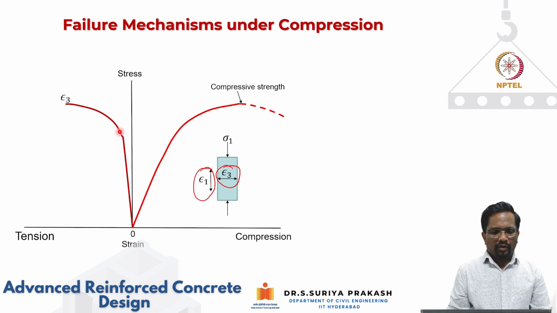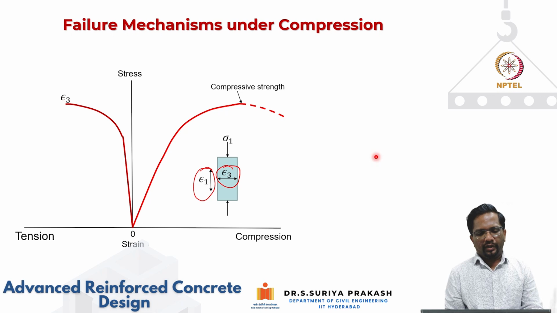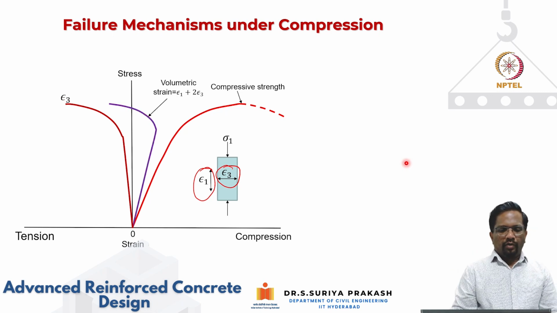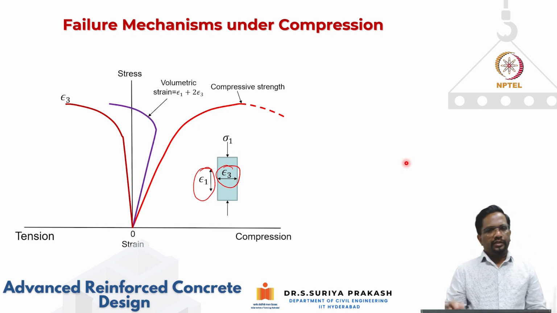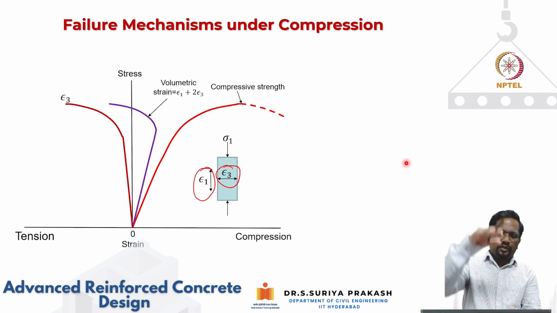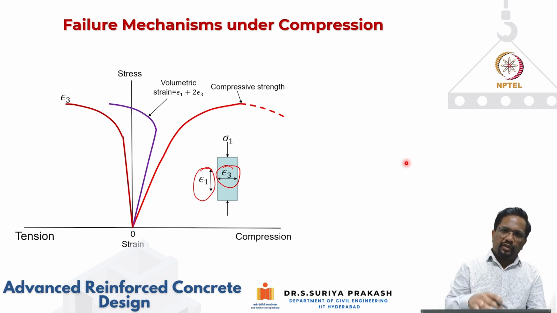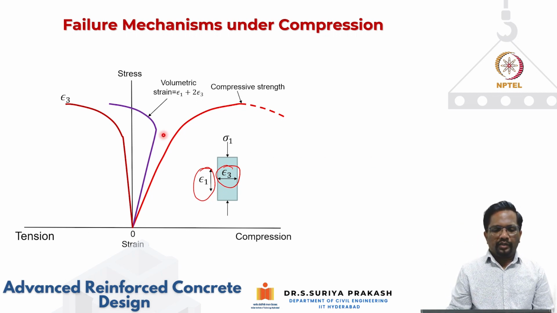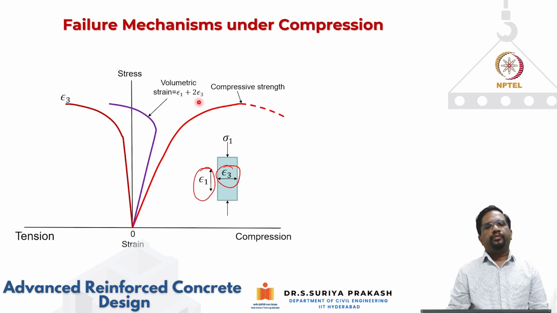So it is going to become non-linear at this point, and then it is going to increase quite dramatically, this epsilon 3. Now, what will be the volumetric strain? Volumetric strain is basically how the volume is changing. Though I am testing in compression, of course, initially the volumetric strain will also be in compression. That's what you see here. Up to here, there is going to be compressive volumetric strain, and we measure volumetric strain as epsilon 1 plus 2 times epsilon 3. Right, so this is the way we measure your volumetric strain.